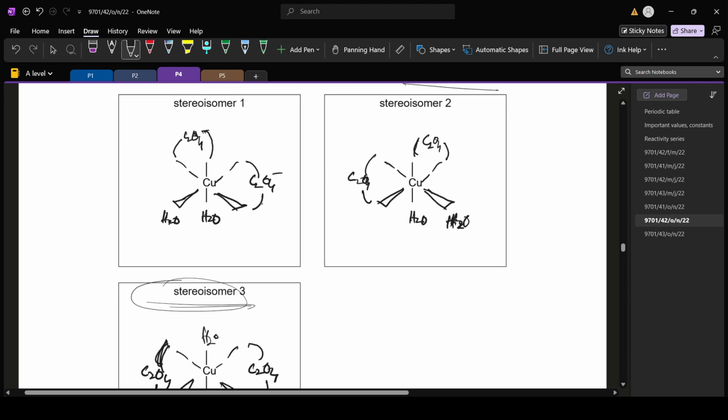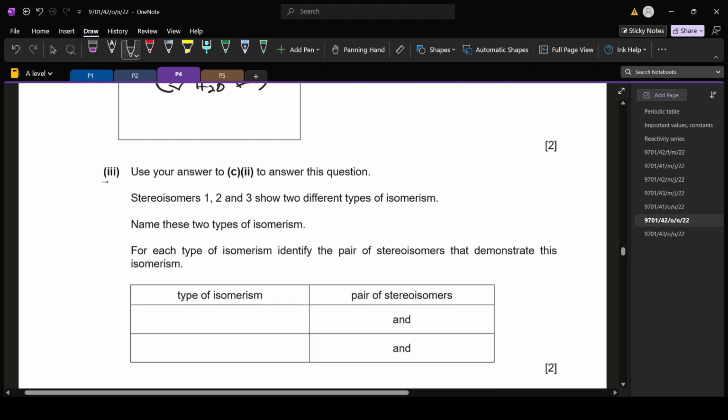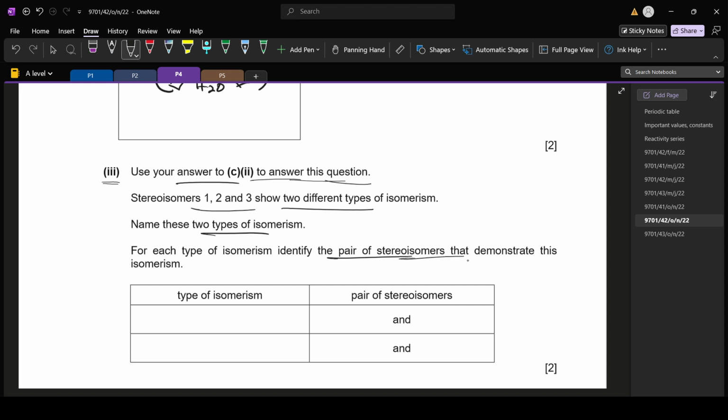But these are both optical isomers of each other as well. Now part 3, use your answer to C2 to answer this question. Stereoisomerisms 1, 2 and 3 showed two different types of isomerism. Name these two types of isomerism. For each type of isomerism, identify the pair of stereoisomerisms that demonstrate this isomerism.